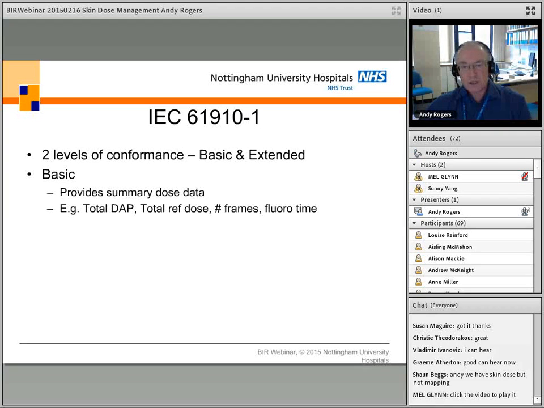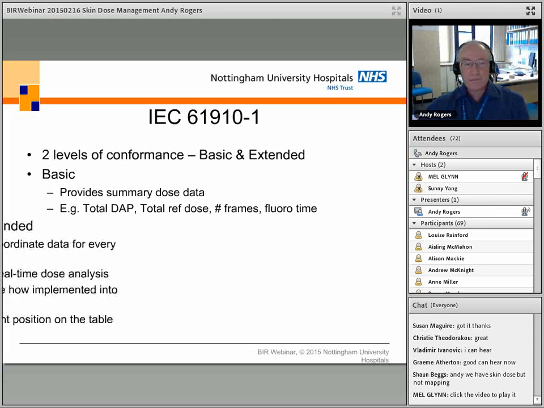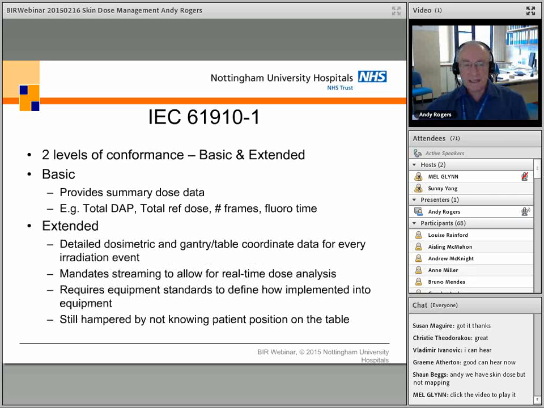But in interventional, where we might want real-time feedback about what's going on with the patient's skin, we wanted something a bit more than that. So we had the extended mode of conformance, which was really detailed. What's the tube doing? What's the generator doing? What are the coordinates of the gantry and the table for every single time you put your foot on the pedal? So this was an event-by-event radiation dose log.